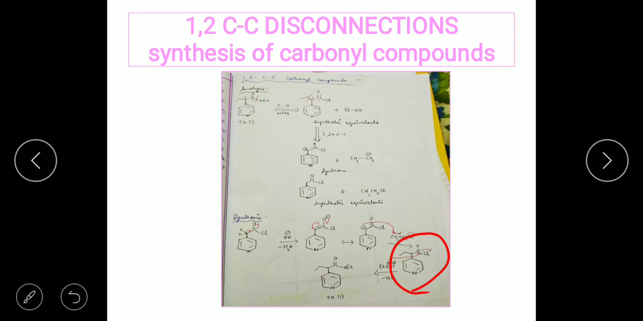The next step is a reaction with ethanol, because the target molecule has an ethoxy group, that is the ester group here. You have to displace the chloride ion and insert the ethoxide group, which is done with the help of ethanol. So OEt minus attacks the carbon, then Cl minus is eliminated, and you get the target molecule. This is how you can do the synthesis for the 1,2-CC disconnection for carbonyl compounds.